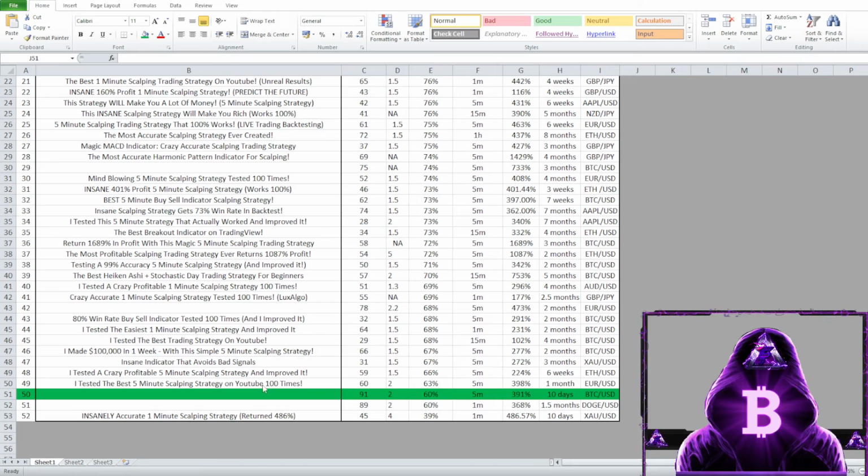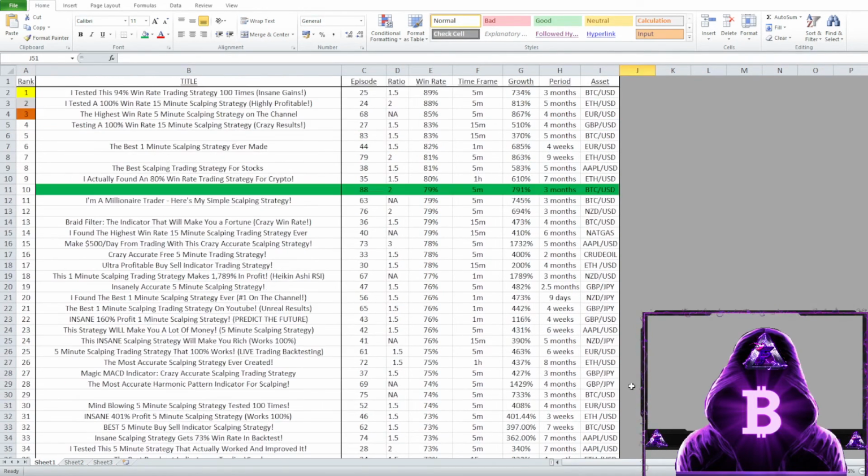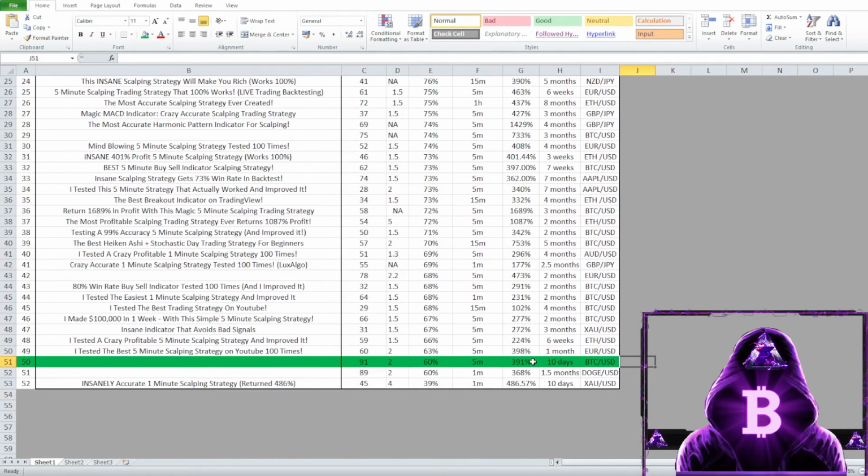If we take a look at the spreadsheet, obviously it's not that high in terms of win rate compared to a few other strategies, but we definitely did manage to return a good percent of profit in such a short amount of time.